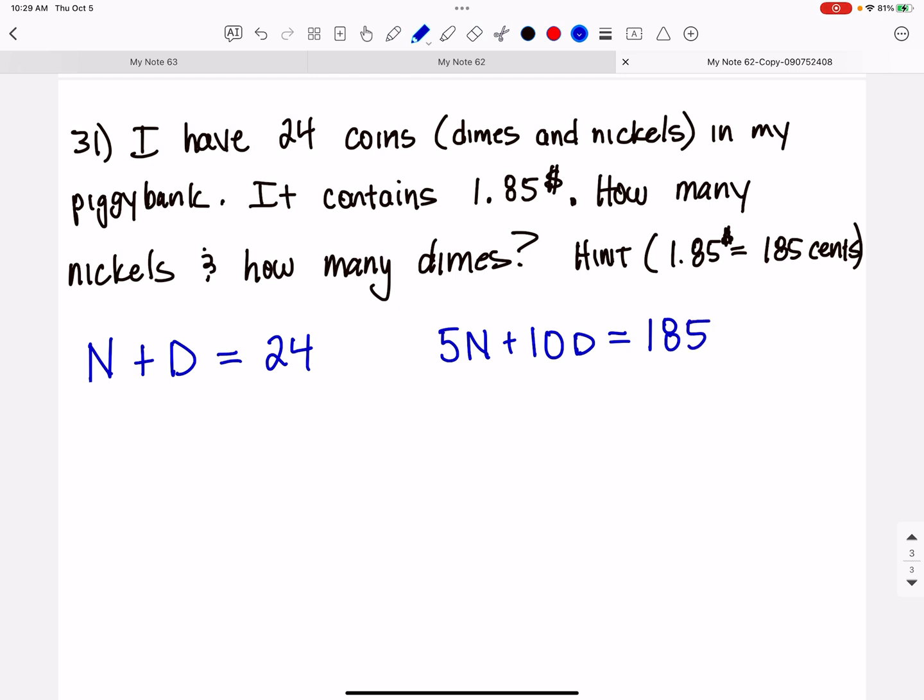All right, you should be able to use elimination. Put this one underneath there. I'd probably multiply by -5 to get rid of the n's, or maybe -10 if you want to get rid of the d's, and figure out how many nickels and dimes there are.